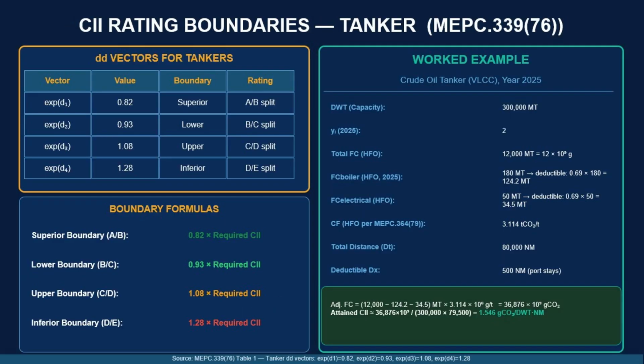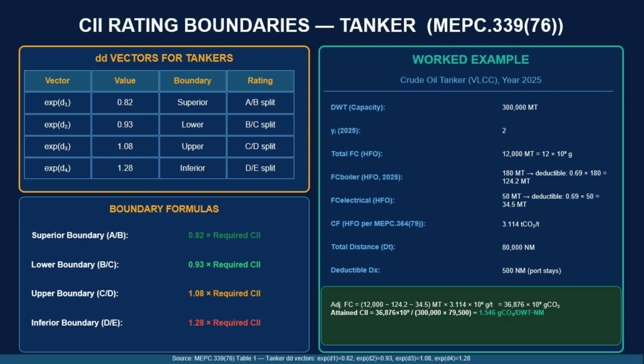The rating boundaries for tankers are based on vectors specified in MEPC 339(76). A and B boundary equals 0.82 times required CII. B and C boundary equals 0.93 times required CII. C and D boundary equals 1.08 times required CII. D and E boundary equals 1.28 times required CII.